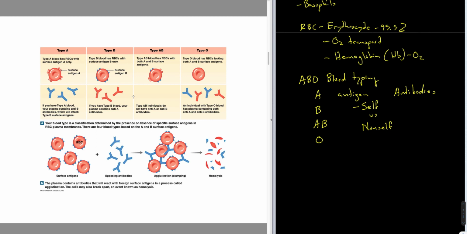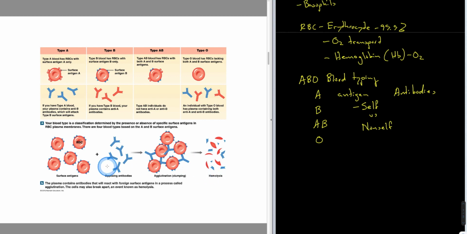Now, if you end up having a transfusion reaction, it's because you have antibodies expressed in your blood that are binding to antigens that that antibody is against. And this can cause clumping of blood cells called agglutination and ultimate breaking down. When you break open the cell, it's called lysis. If it happens to a blood cell, we call it hemolysis.